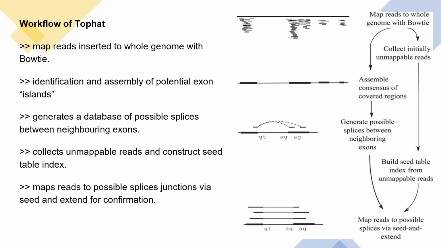For each splice junction, TopHat searches the initially unmapped reads in order to find reads that span junctions using a seed and extend strategy. The initially unmapped reads are indexed and aligned to these splice junction sequences.